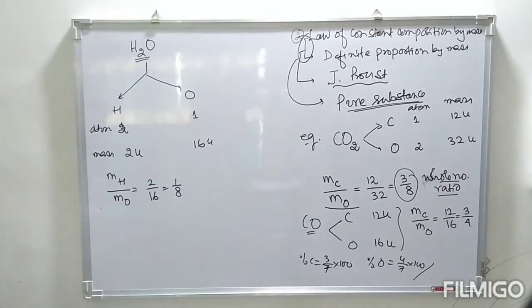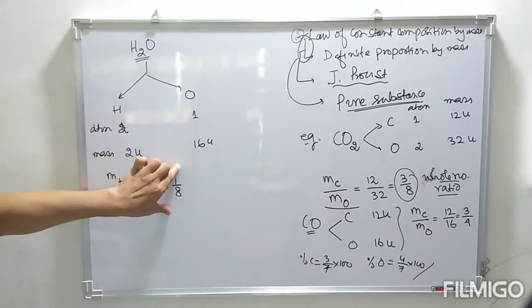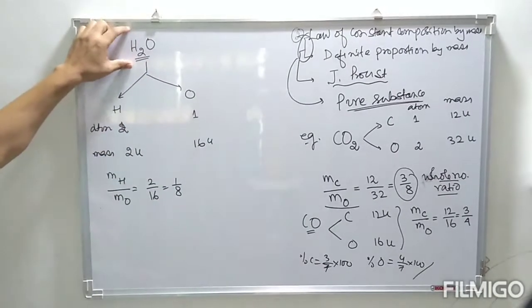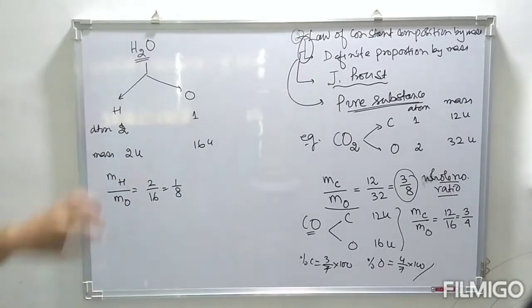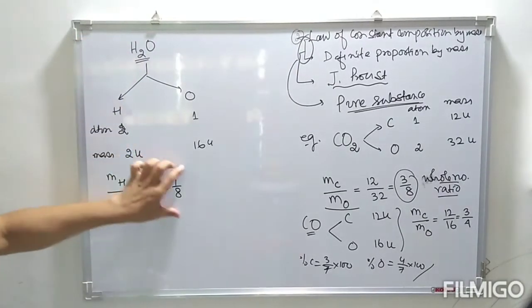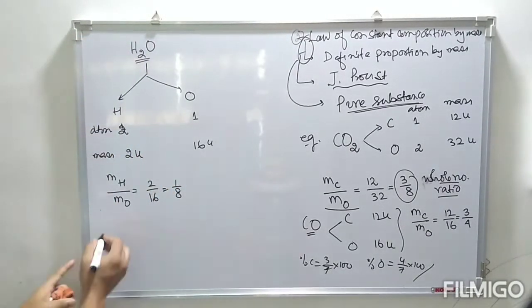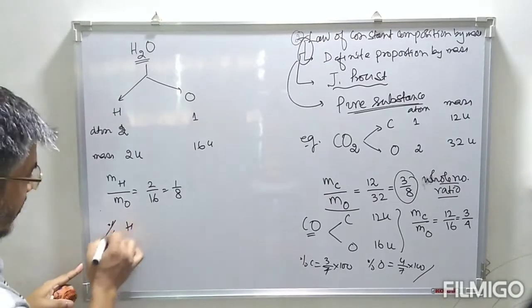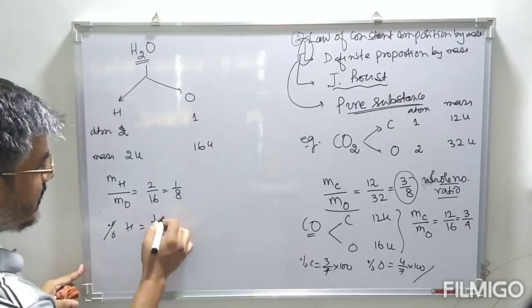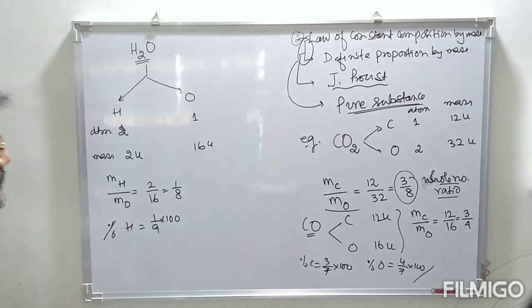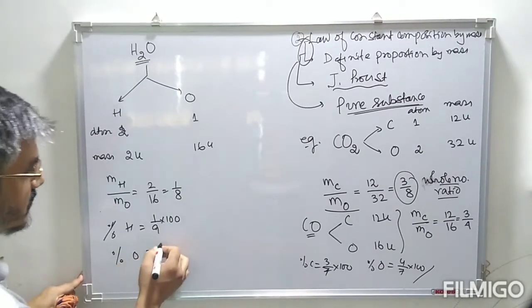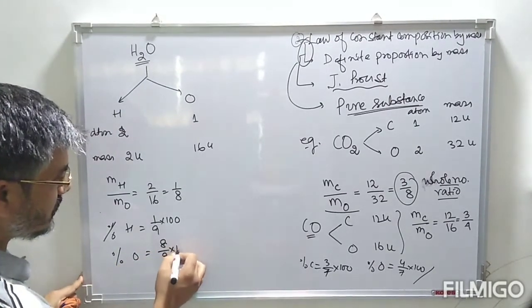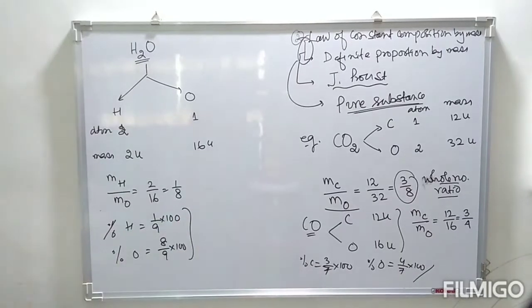that is 1:8. So if this ratio is not maintained, that means the compound or molecule cannot be a pure sample, or cannot be water. Whenever we have a pure sample of water, this ratio has to be maintained at 1:8. That is, the percentage of hydrogen is 1/9 into 100, and the percentage of oxygen is 8/9 into 100. So these percentages should be fixed.